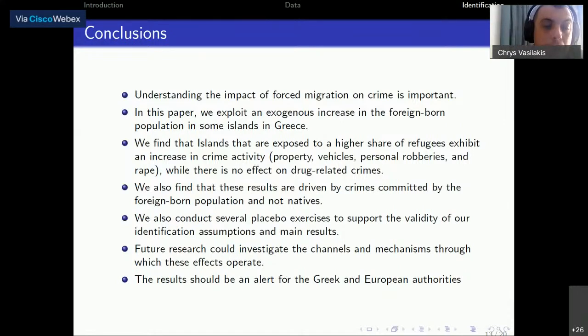As future work, we are planning to investigate the channels and mechanisms through which these effects operate. At the same time, we consider that these results should be a kind of alert, not only for the Greek but also for the European authorities, to take measures to help these Greek islands, for instance speeding up the asylum procedure, maybe moving these people to continental Greece, providing these people different solutions, a better life, and solving this kind of problem.